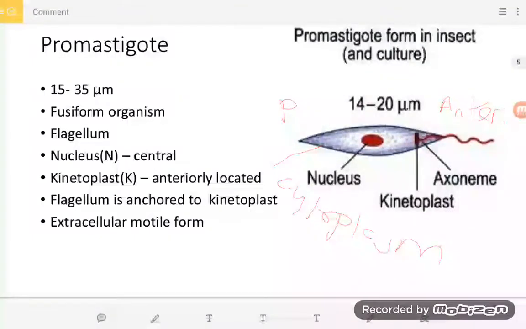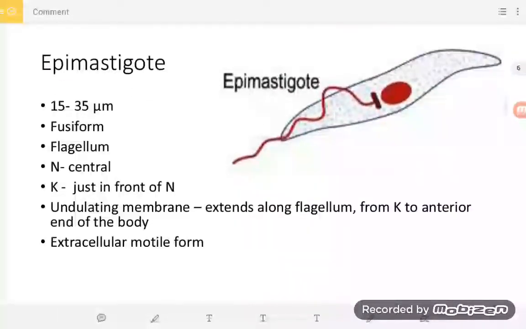The haemoflagellate form we can see inside the vector, we call the vector sandfly, Phlebotomus argentipes, right. This one is also 15 to 35 micrometers in length. It is also fusiform and contains only one flagellum. The nucleus is again at the center, red color, and the flagellum also red color. The kinetoplast also red color.